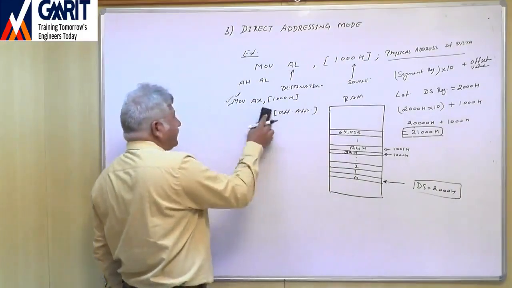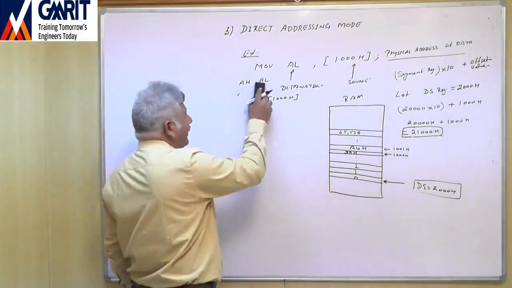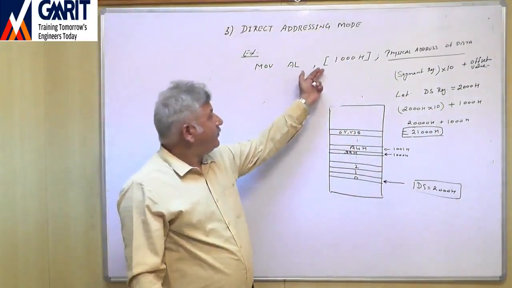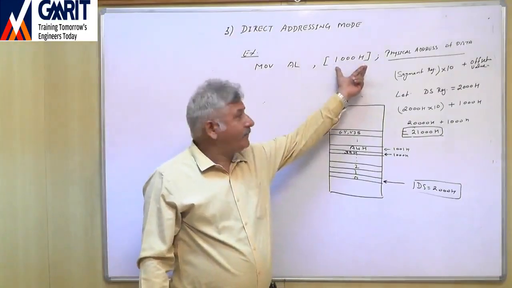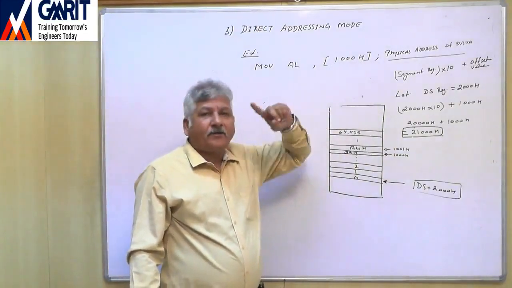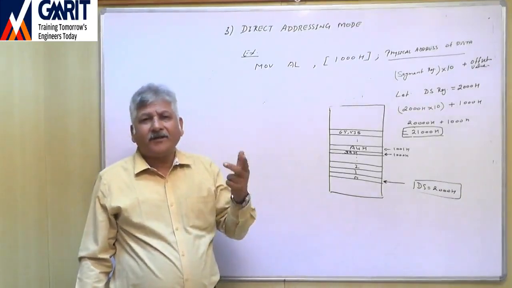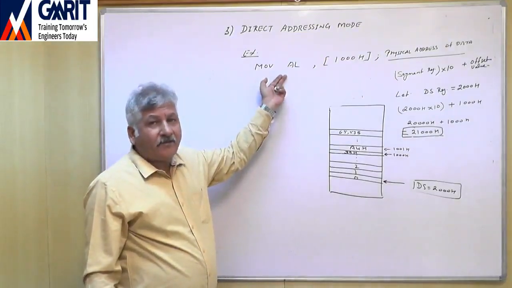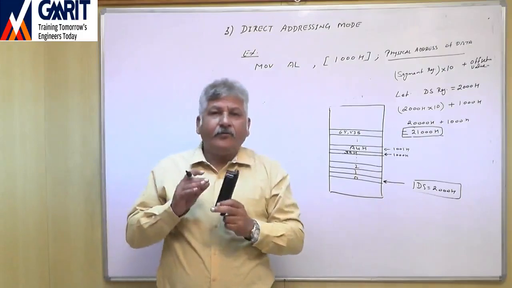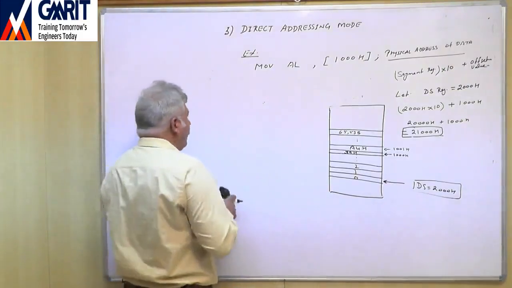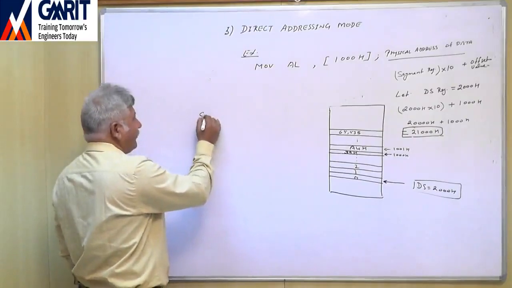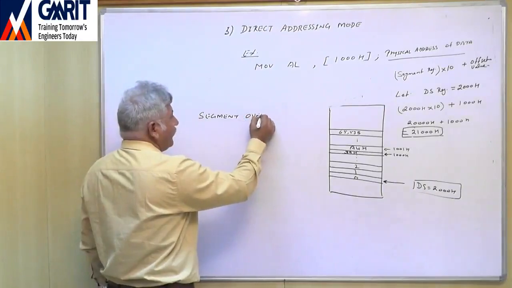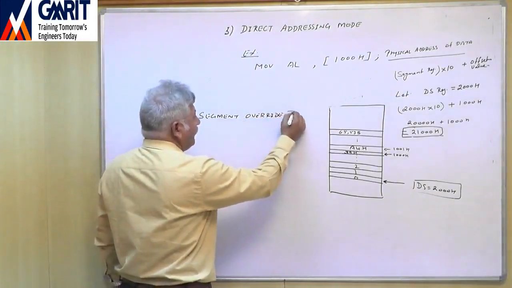Now suppose in the instruction MOV AL, [1000H], this offset address should belong to some other segment, and we have written this instruction. That is not possible. Now what can we do? We can use the segment override prefix.